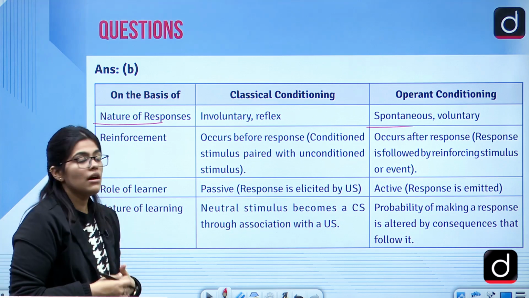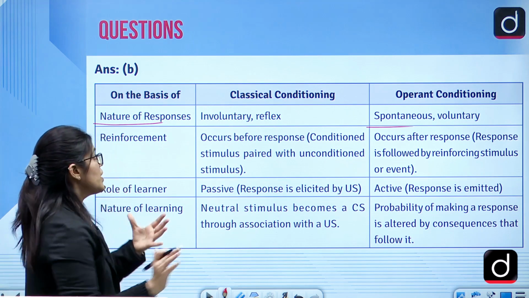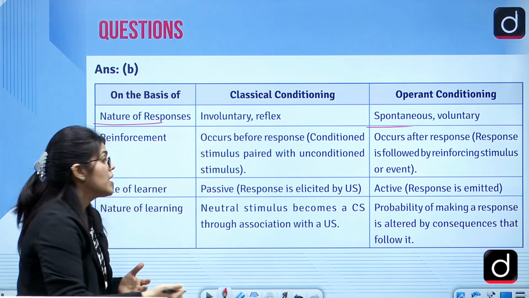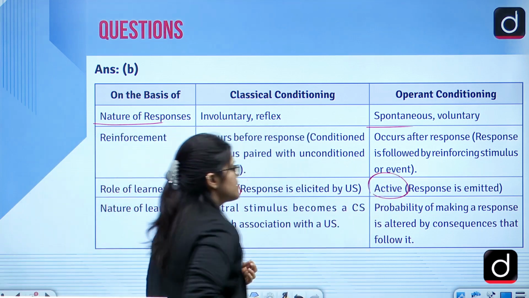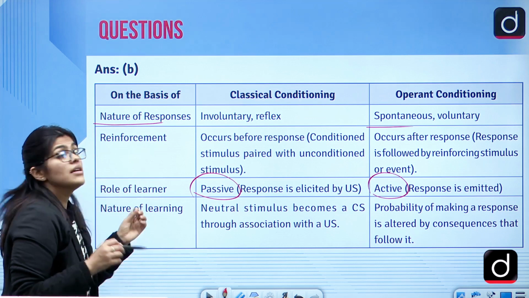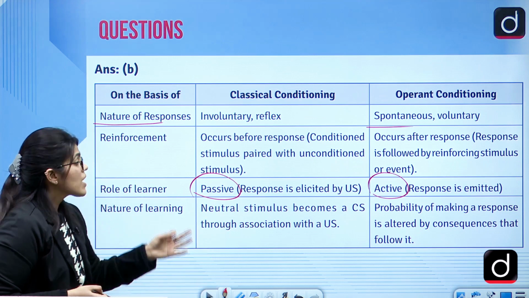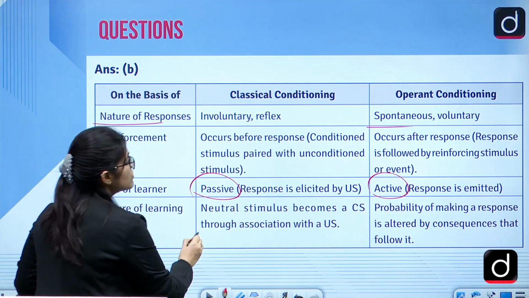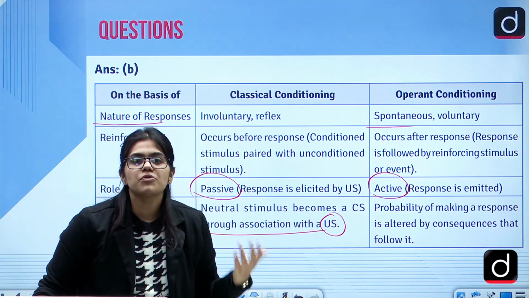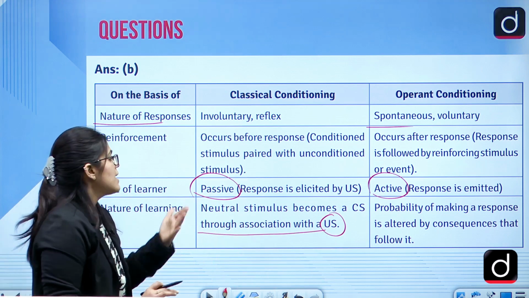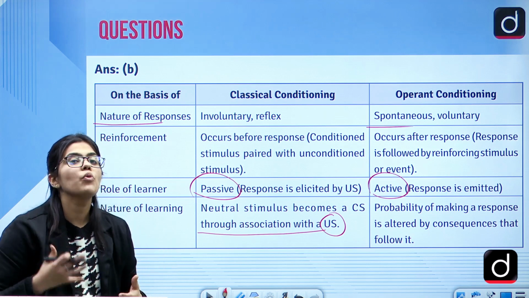Then the role of the learner. When it comes to classical conditioning, we are very laid back, because we are involuntary and things happen on their own. So we are passive, but we are very active when it comes to operant conditioning. Then comes the nature of learning. A neutral stimulus becomes a conditioned stimulus through association with the unconditioned stimulus that is provided. So the stimulus is provided and then the response changes. We will look at the example and then things will be more clear.